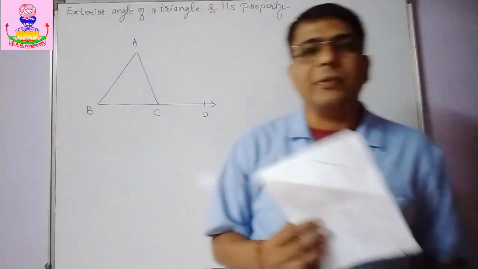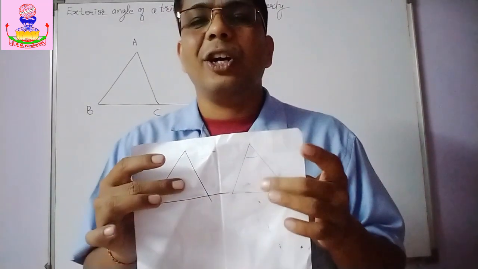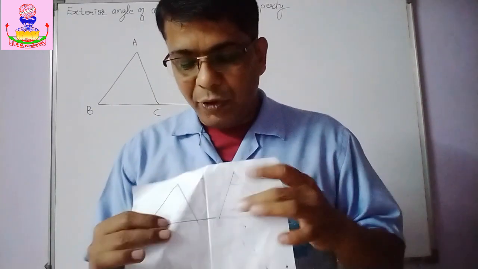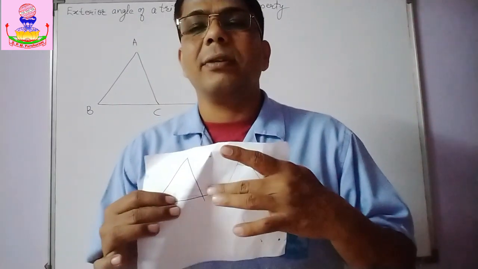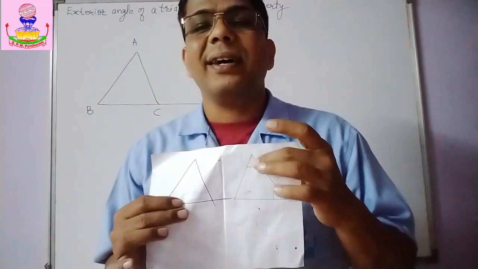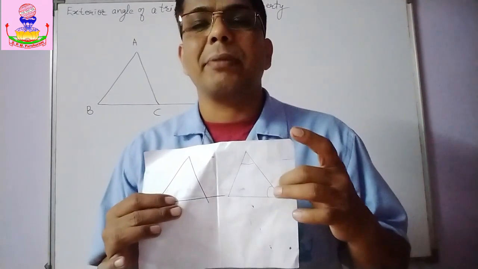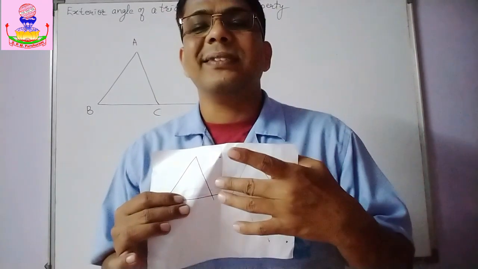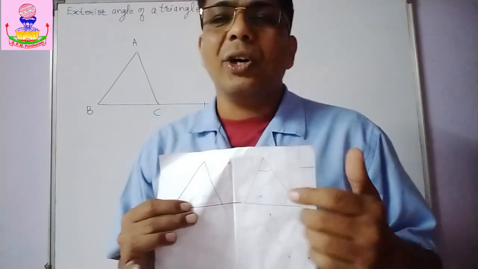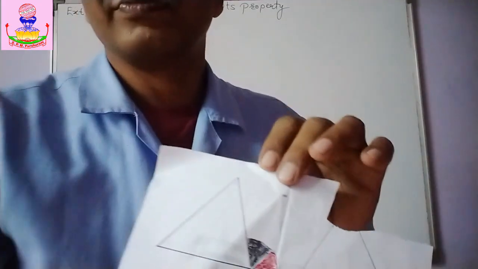So how can you verify it? You can do this activity: draw two triangles of the same measure. These are identical triangles. The only thing is, for this triangle I have drawn one exterior angle. Now I am going to cut this angle at this particular marking and this angle at this particular marking, and then I will place them here. Let us see whether I get the same measure. Now I will cut this.